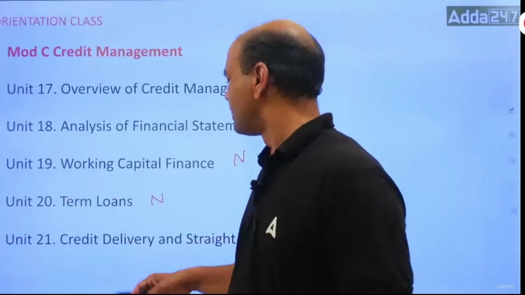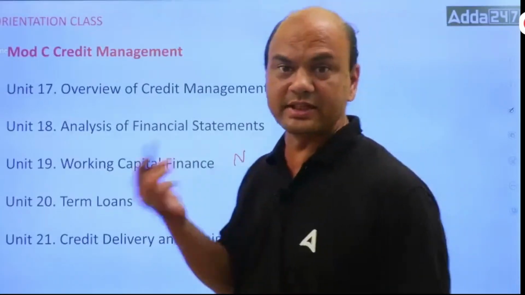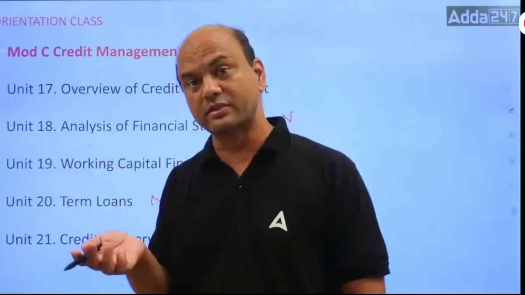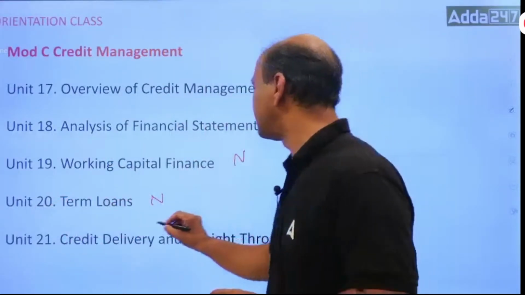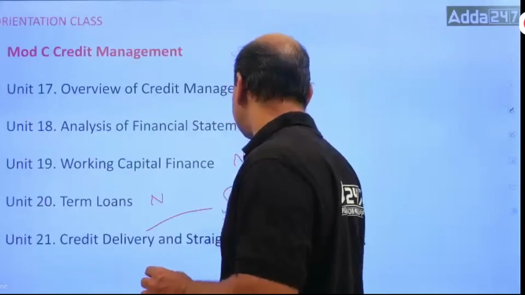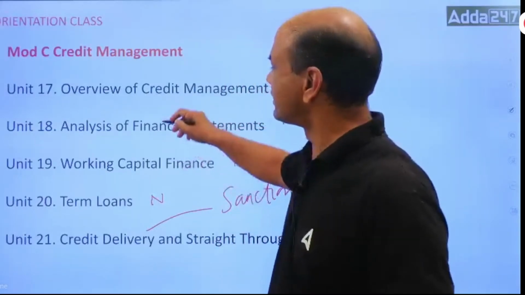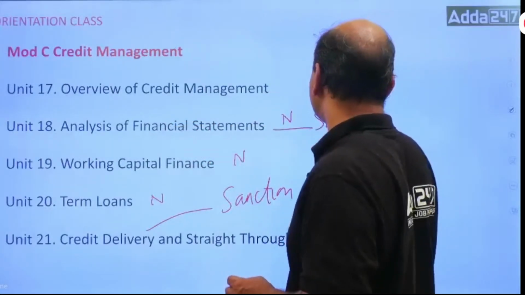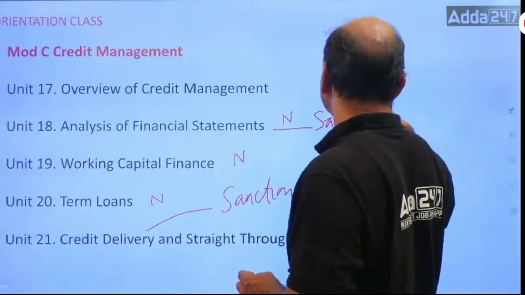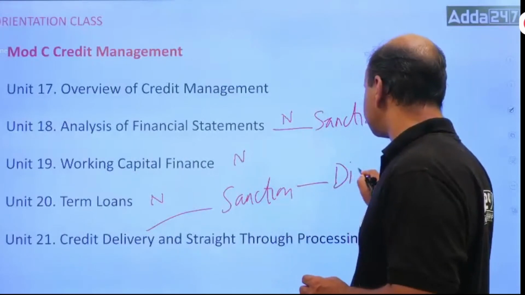Okay? Credit delivery and STP. Credit delivery means after sanctioning the loan, up to disbursement. See, this topic is from sanctioning to disbursement. Sanction is done now. In chapter number 18, there is sanction, how to sanction the loan. After sanction, up to disbursement, the chapter is over here.